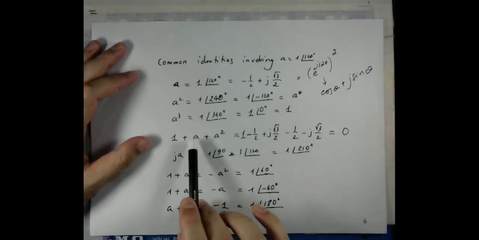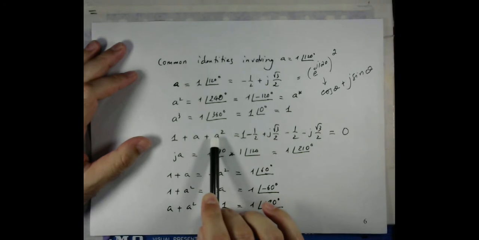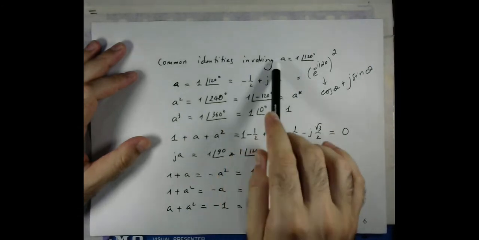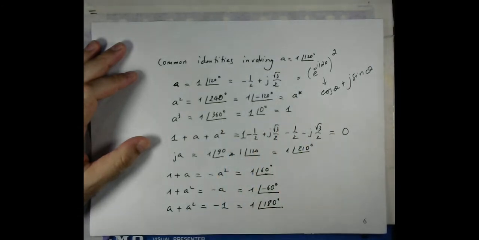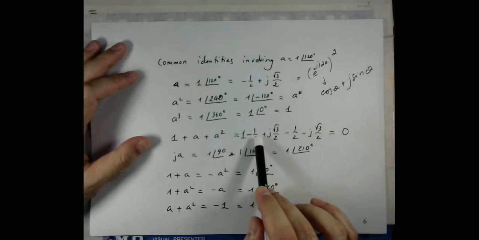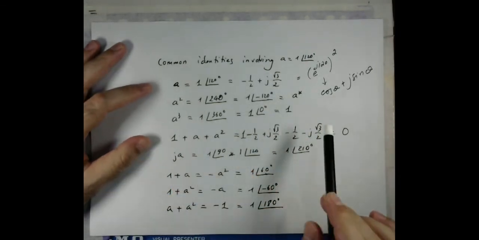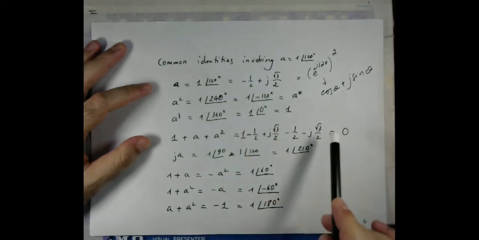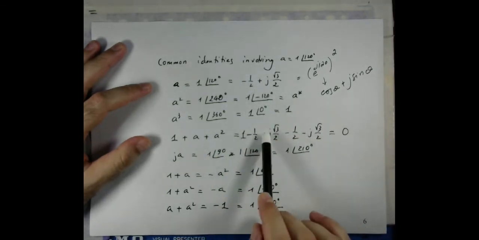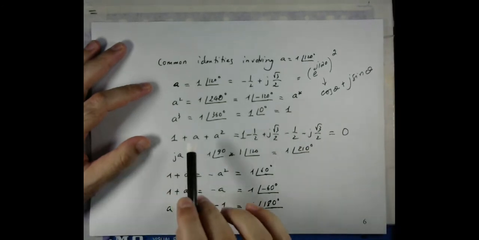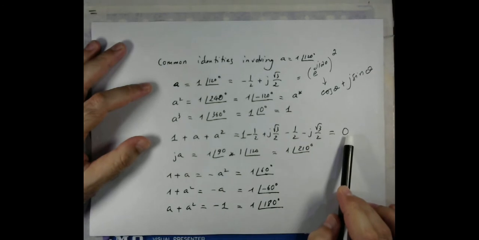So 1 plus a squared will be equal to, obviously this is 1, and for a we put these two components, which is minus 1 by 2 plus j root 3 divided by 2, and for a squared, which I mentioned will be minus 1 by 2 minus j root 3 divided by 2. If we now add these quantities, the resultant is 0. So the sum of 1 plus a plus a squared is 0.